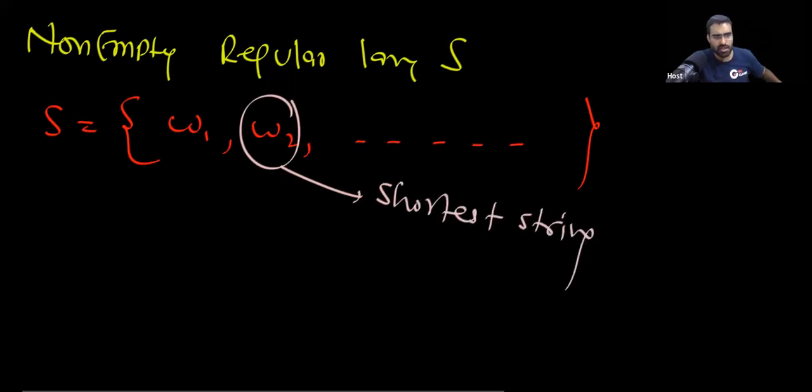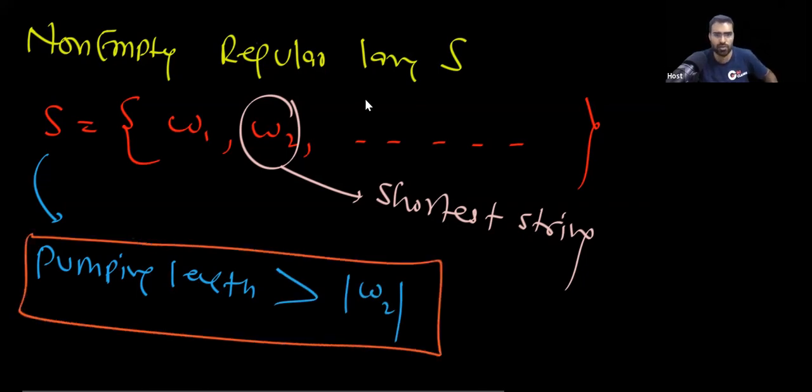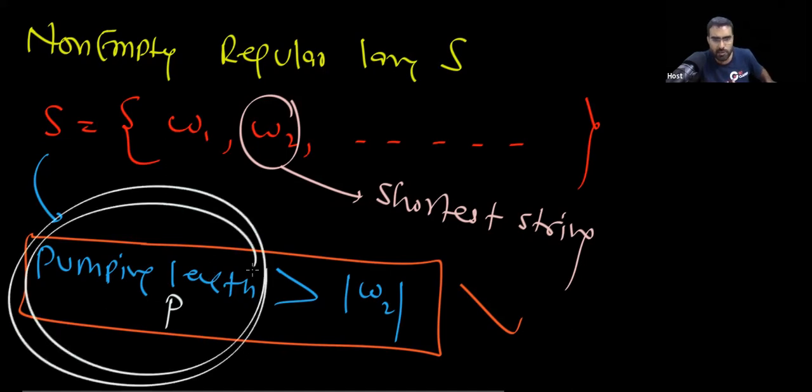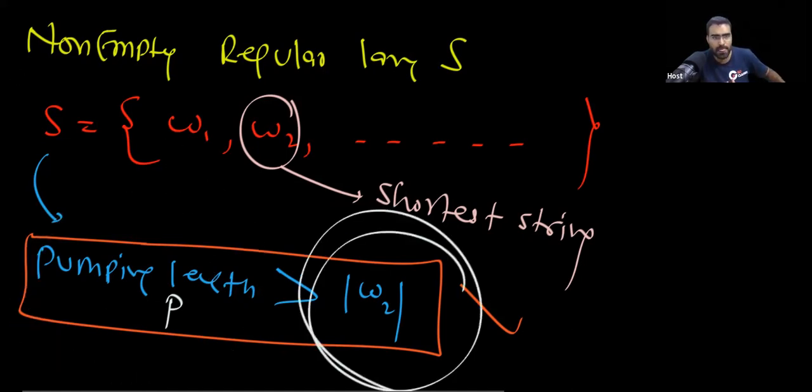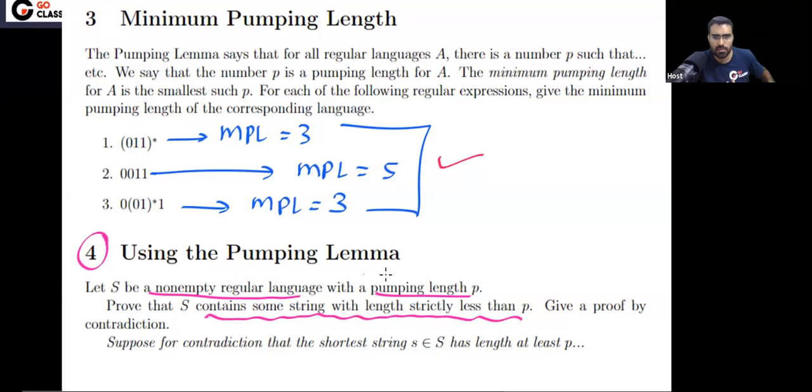Now, what did I tell you in the last class? I told you that for this language, the pumping length will definitely be greater than the length of this string. So if the pumping length is P, then there exists a string whose length is strictly less than P. Yes or no? This is what this question is asking. So we have done this question. Did you understand this question?